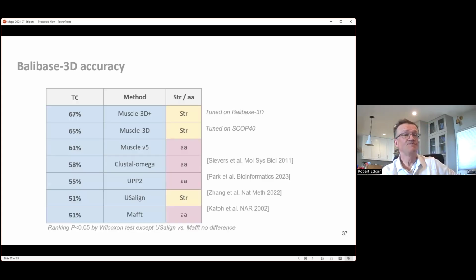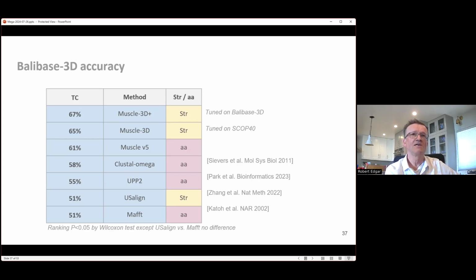And here are the results. We're distinguishing methods as being structure or amino acid sequence based. And you can see Muscle-3D comes out at the top. There are two variants here, one with parameters that were inherited from Reseek on SCOP40, and then one with parameters retuned to Balibase. Then there's a couple, two or three sequence methods which are chosen because they're accurate or scalable or both. That's Clustal Omega, this thing called UPP2 out of Tandy Warnow's lab, and MAFFT, of course, is well known.